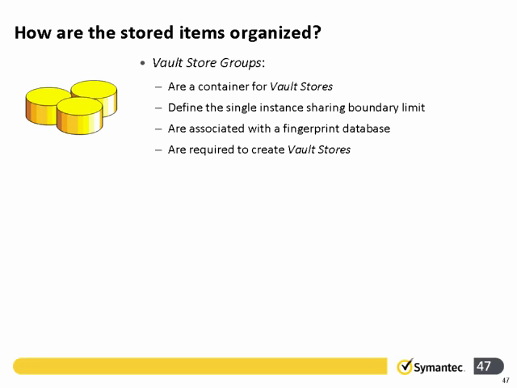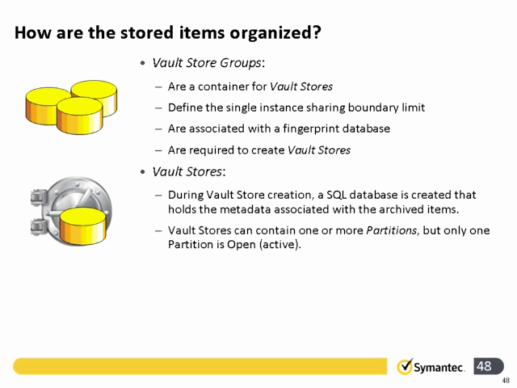And again, when we get into a little bit more detail and show you the basic concepts of fingerprinting and this concept of single instance storage, you'll be able to see that more visually. We have some animations to show you that. It is associated with a database. This database is called the fingerprint database, and there will be one fingerprint database per Vault Store Group. You must create a Vault Store Group prior to creating any Vault Store.